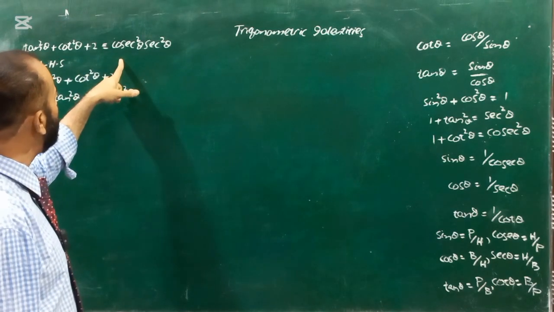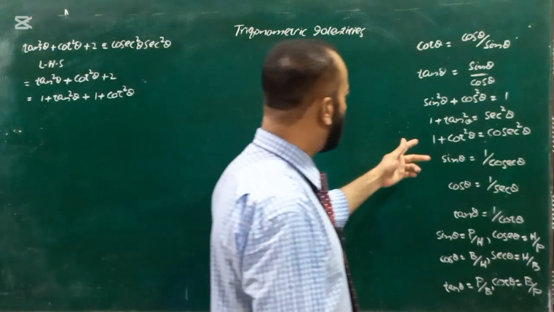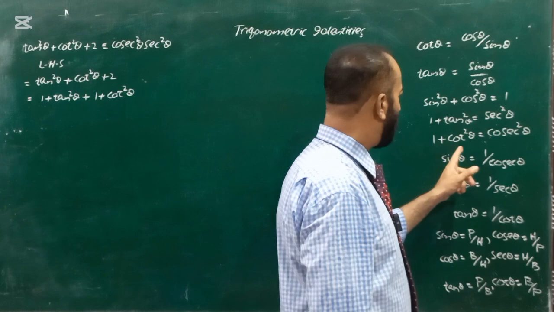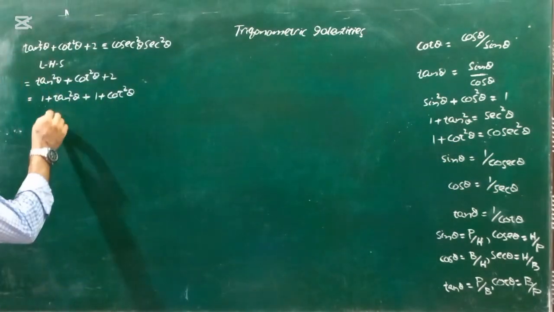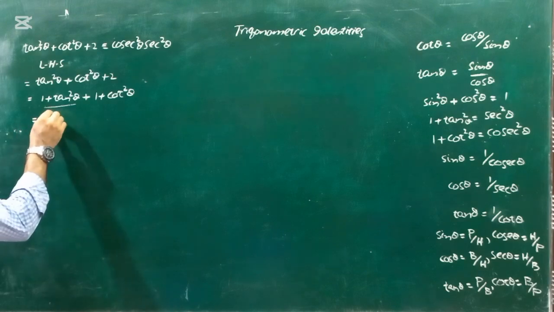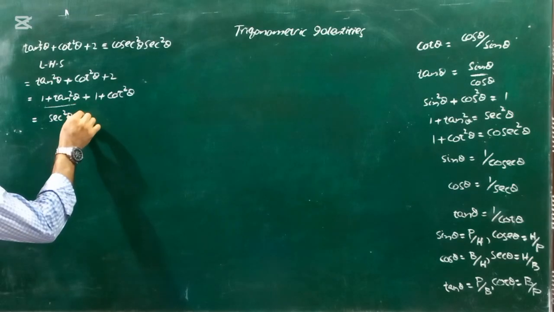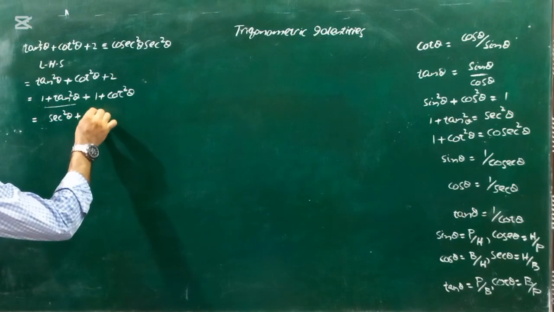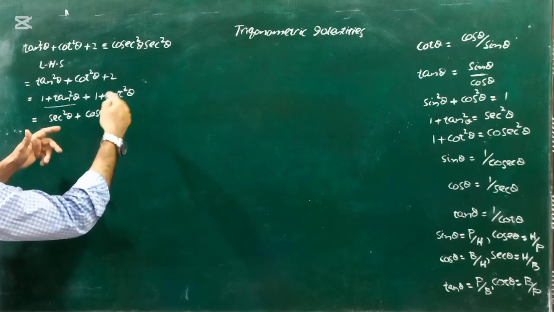The left hand side is equal to the right hand side, and on the right hand side I'm seeing that there is cosecant and secant. So actually these formulas will be used: 1 plus tan square theta is equal to secant square theta, and 1 plus cot square theta is equal to cosecant square theta. So look now, this factor has become secant square theta, and here plus is there, and this will become cosecant square theta. Now the shape is coming.